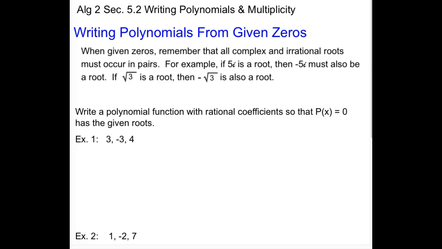This video will review how we write polynomials if we are given the zeros, and also what the multiplicity is and what it means. All right, so we're going to start out just writing a polynomial from given zeros.